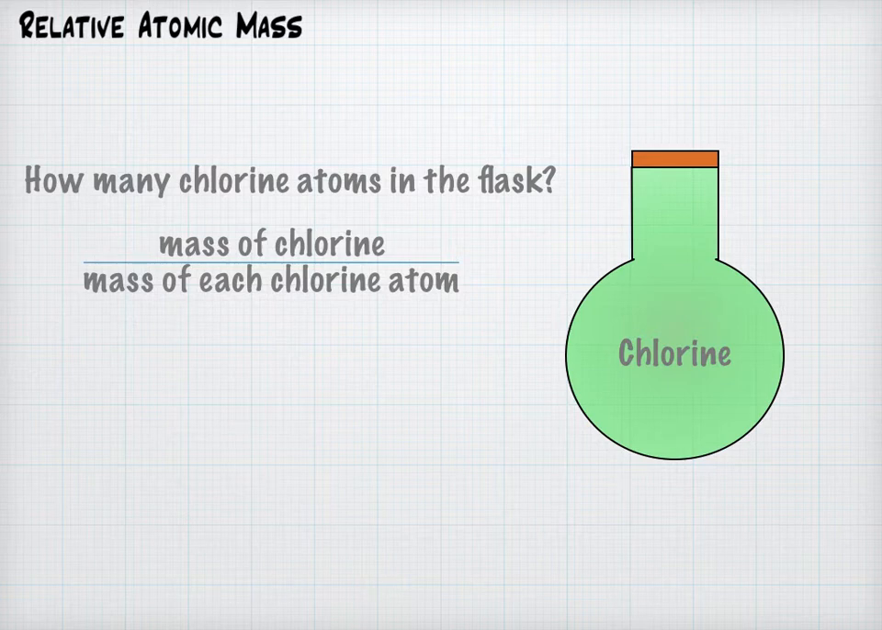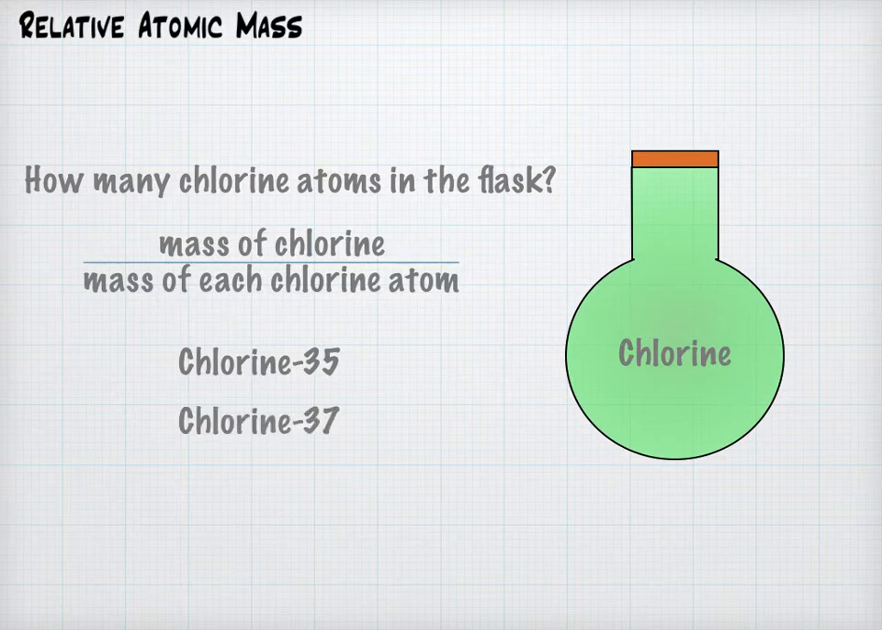Okay? But we have a problem here. There are two isotopes of chlorine. One has a mass of 35 atomic mass units. The other has a mass of 37 atomic mass units, where an atomic mass unit is the mass of a proton. So which one do I use?